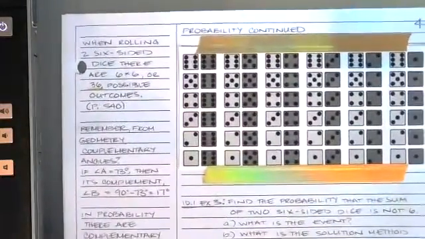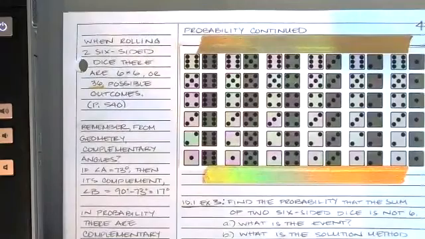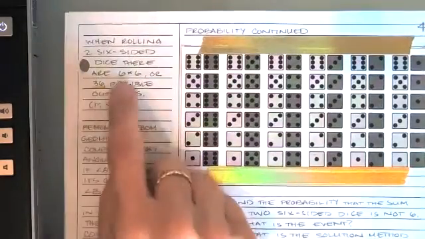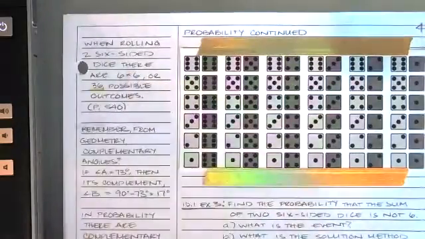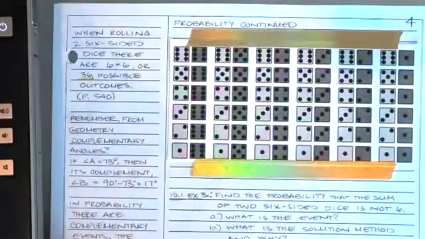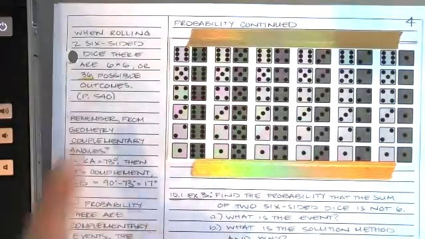All right, so when rolling 2 6-sided die, there are 6 times 6 or 36 possible outcomes. Notice that's the fundamental counting principle right there. And I've included the illustration, though there is one also in your book on that page.